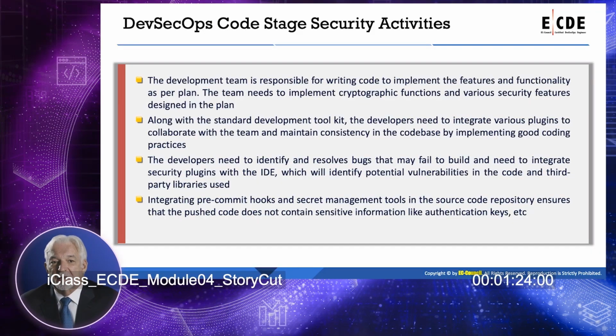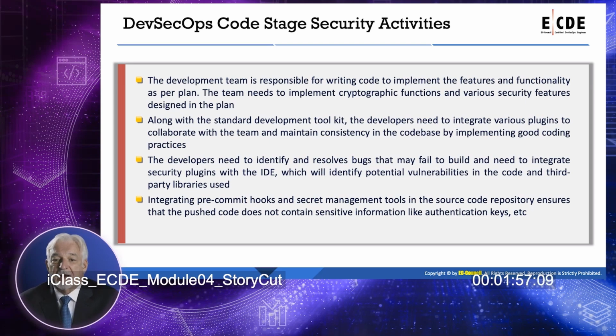So let's look at DevSecOps code strategy, or code staging security activities. The development team is responsible for writing code to implement the features and functionality as per the plan. The team needs to implement cryptographic functions and various security features designed within that plan. Along with the standard security development toolkit, the developers need to integrate various plugins to collaborate with the team and maintain consistency in the code base by implementing good coding practices.